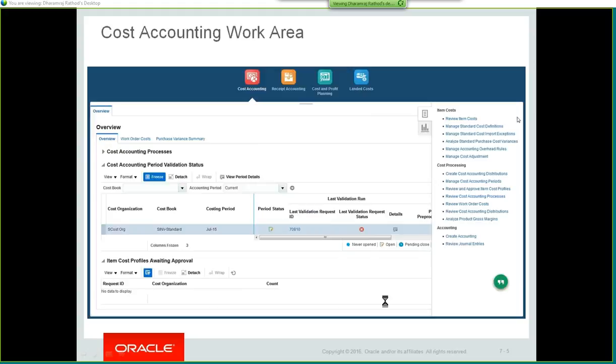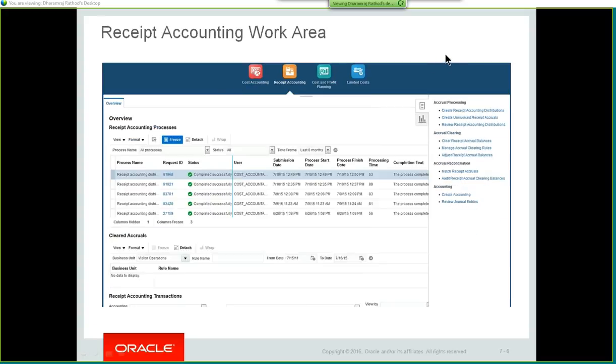This is the work area. We will go over this work area, a typical cost accounting work area, where you as a cost accountant would be able to review the item cost. You would be able to create the distributions. You will be able to review the distributions and create accounting and so on. As I mentioned, once the setups are done, you would run many ESS jobs, and your activities are done. So you run the jobs and you'll be able to look at the information.